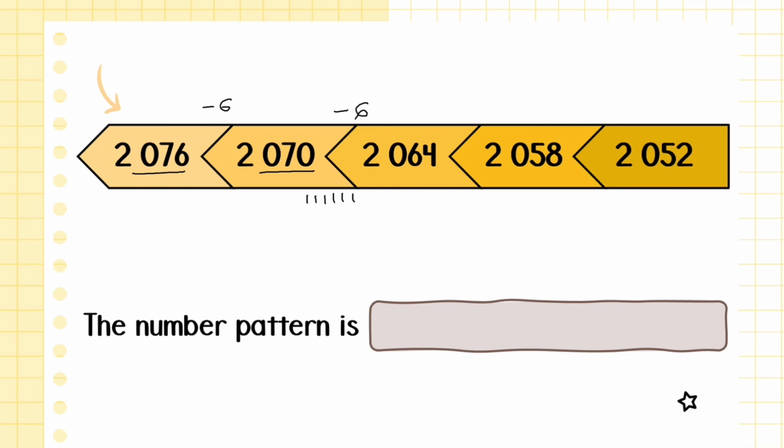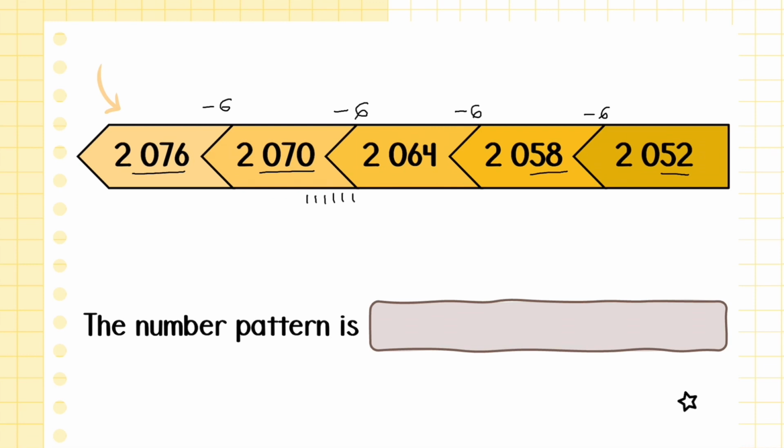From 2064, it goes to 2058. So here again, it moves backwards, means minus. Minus how many steps? We need to count. From 64 to 58 is equals 6. That means it moves backwards 6 steps. So from the fourth number to the fifth number, 2058, if we minus with 6, it will be 2052 because 8 minus 6 is 2. So from this, we can see that each number is going backwards from big to small, 6 steps.